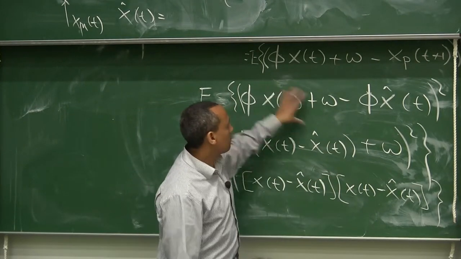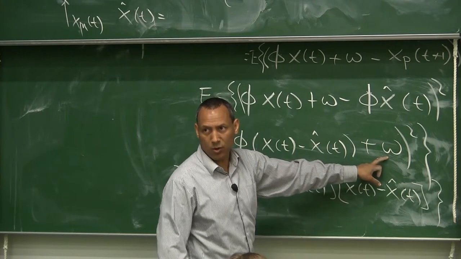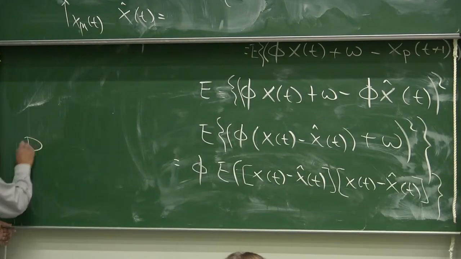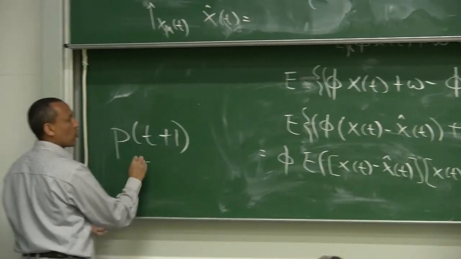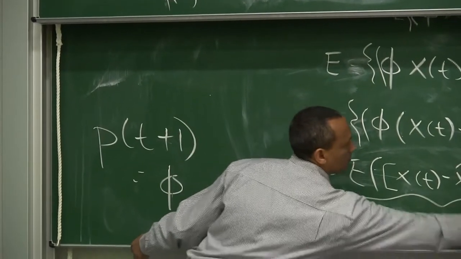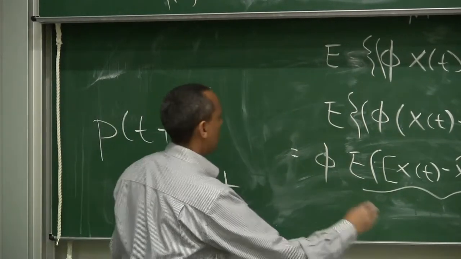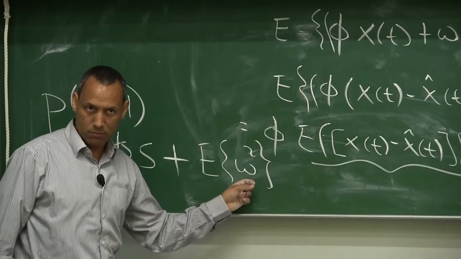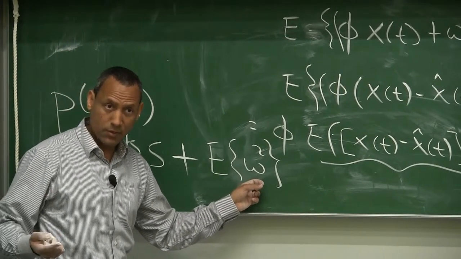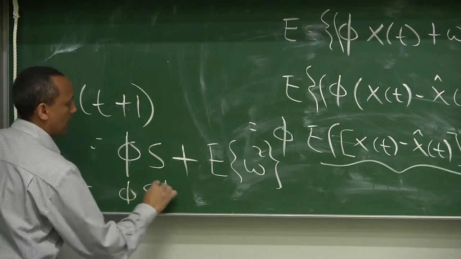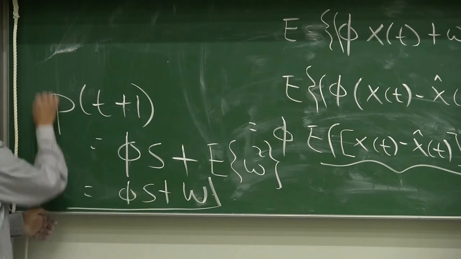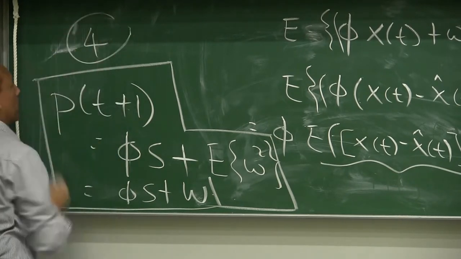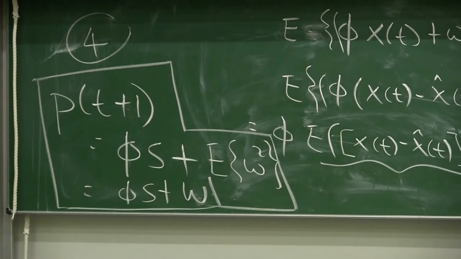And this term and this term are statistically independent, so the covariance is zero. So what we have is the square of this term. So the prediction error for time t plus 1 is equal to phi times, this is s, plus e of w square. W square is the process noise, the process variance. So this is equal to phi s plus w. So this is the important expression for the Kalman filter.